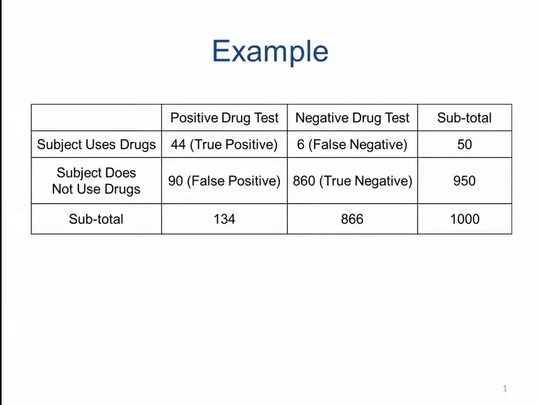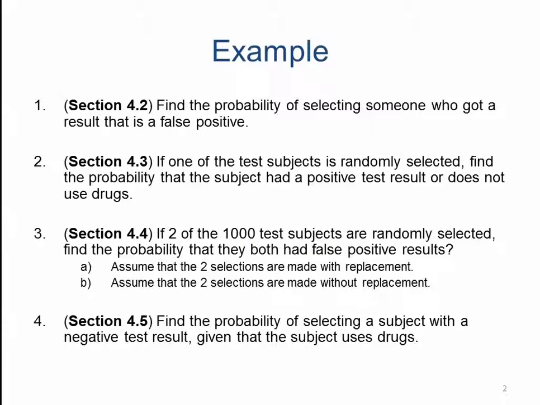Usually you'll be given just the 4 numbers in the middle, the 44, 6, 90, and 816. The first thing you want to do is to find the subtotals. Here I already found them for you, and also the grand total. The grand total is just the sum of all the 4 numbers in the middle, the true positive, false positive, false negative, and true negative. Right?